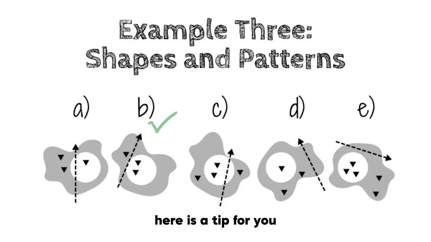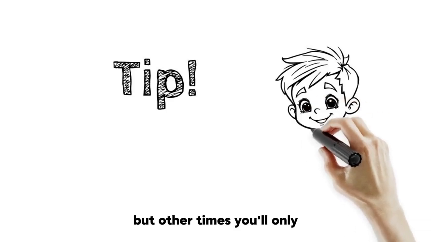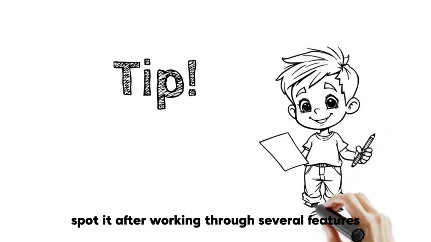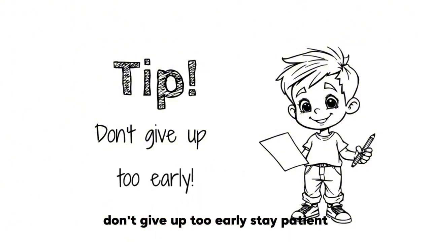Here is a tip for you. Sometimes you'll find the answer on your first check, but other times you'll only spot it after working through several features. Don't give up too early. Stay patient and keep ticking off features until the odd one reveals itself.